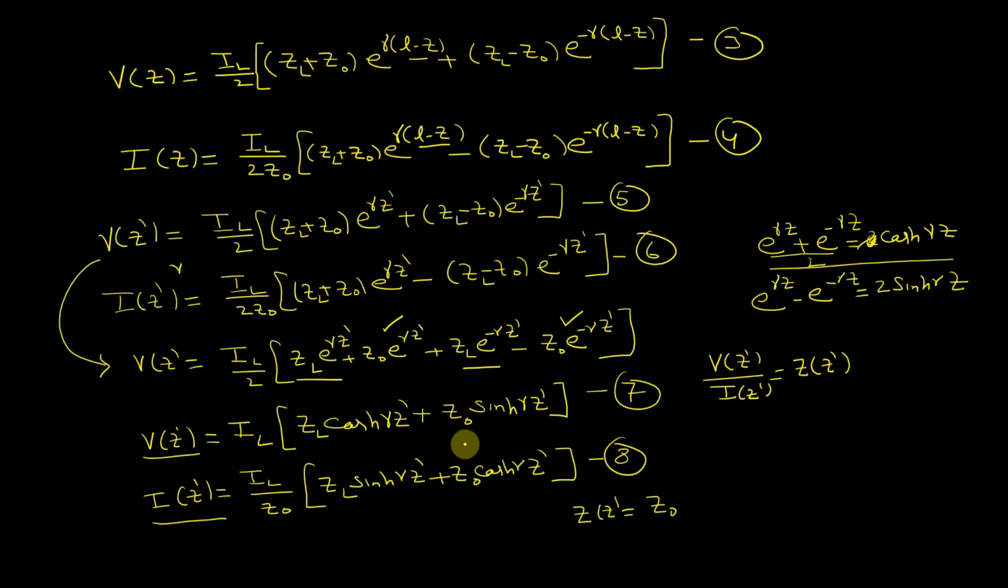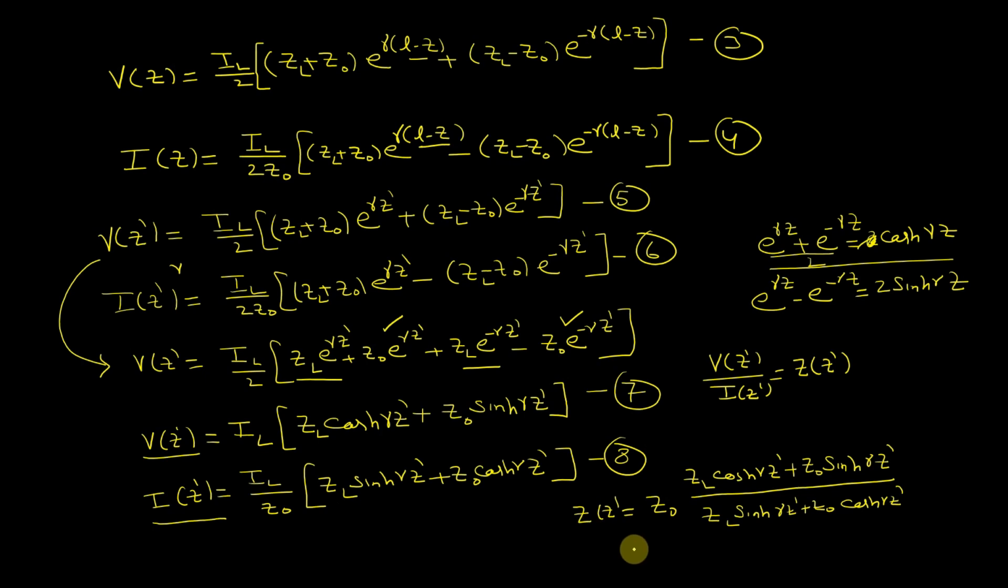So that term ZL cos hyperbolic gamma z dash plus z naught sin hyperbolic gamma z dash, divided by this ZL sin hyperbolic gamma z dash plus z naught cos hyperbolic gamma z dash. So this is the value. You can divide this numerator and denominator by this cos hyperbolic gamma z dash.